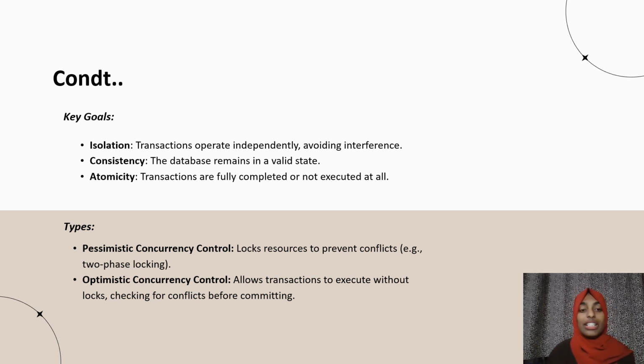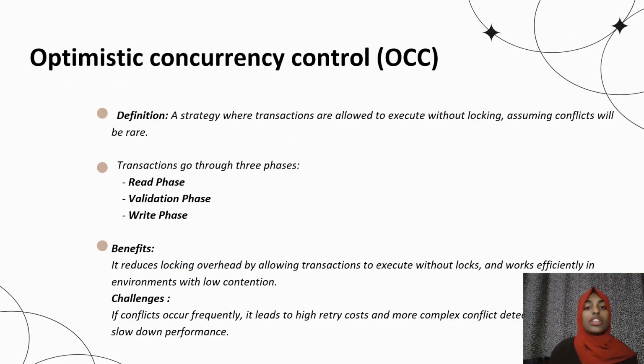The types of concurrency control are pessimistic and optimistic concurrency control. Pessimistic control locks resources to prevent conflicts. An example is the two-phase locking technique. Optimistic concurrency control allows transactions to execute without locks, checking for any conflicts before committing. So let us see optimistic concurrency control in detail.